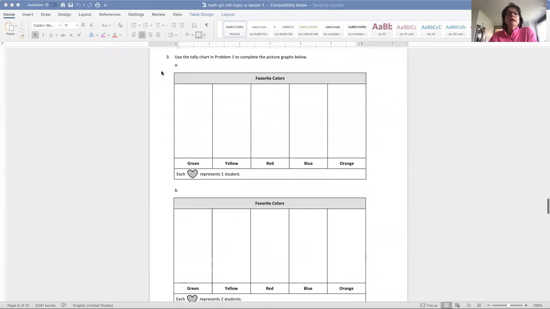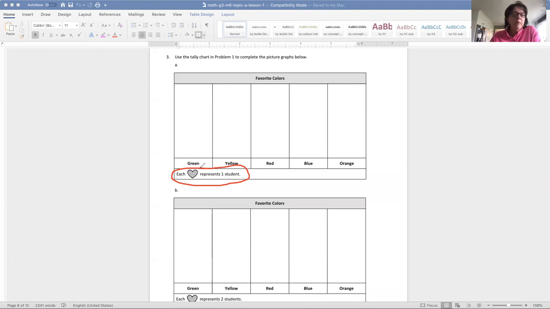Now they have two here. It says use the tally chart in problem 1 to complete the pictographs below. And in the picture graph, they decided for our key, they want us to use the symbol of a heart, and that will represent 1 vote. So I'm going to kind of zero in on that. Each heart represents 1 student or 1 vote.